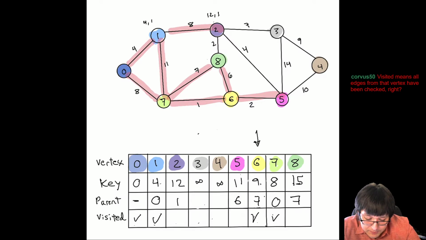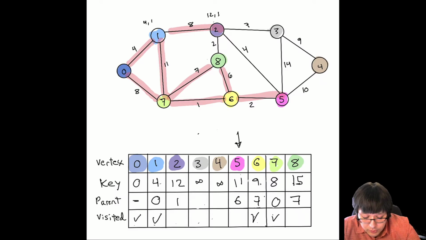So now we got a couple of choices. We have infinity, 11, and 15. So we're going to go with 11. All right, welcome to 5. 5 has 4 edges to work with, of which one of them has already been marked as visited. So really, we're going to deal with 3 edges.